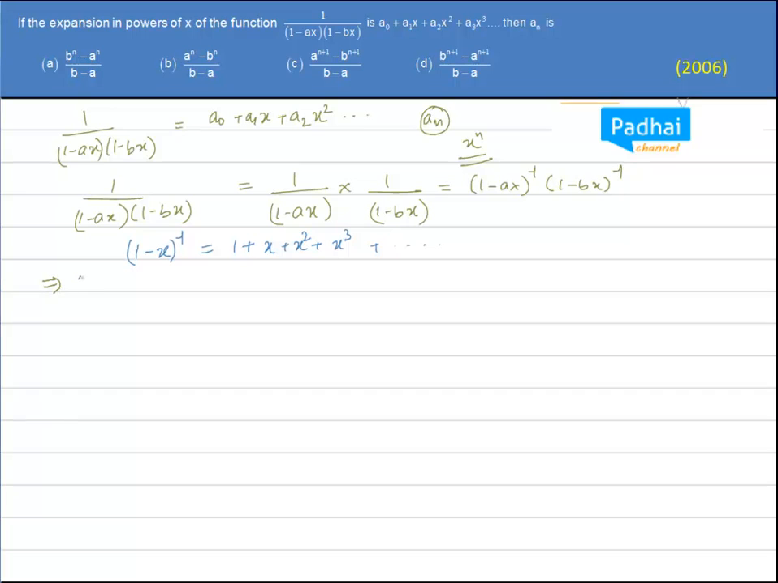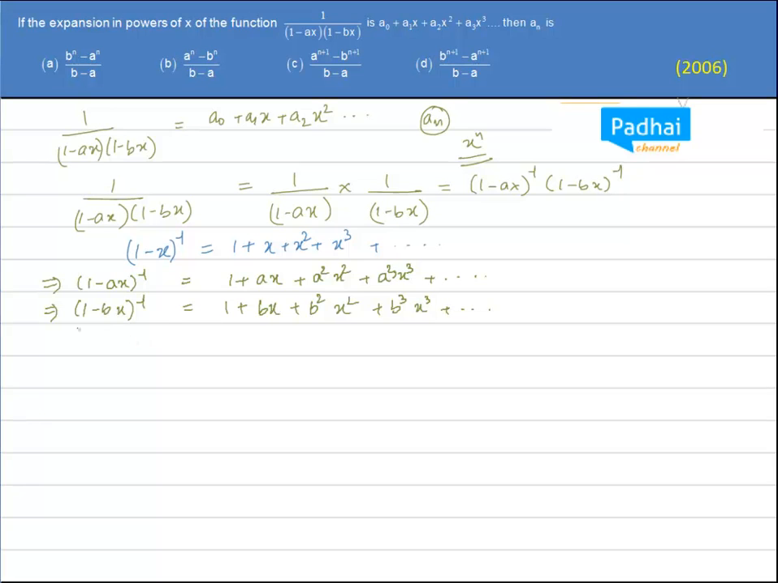So using this formula, (1 - ax) raised to power minus 1 would be 1 plus ax plus a square x square plus a cube x cube, and so forth. And similarly, applying the same logic, (1 - bx) raised to power minus 1 would be 1 plus bx plus b square x square plus b cube x cube, and so on.